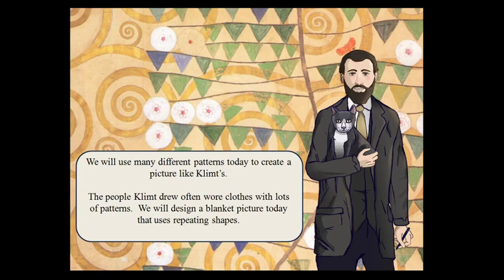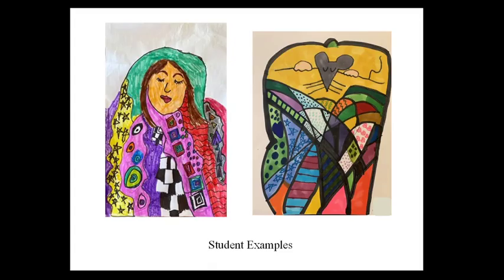The people Klimt drew often wore clothes with lots of patterns. We will design a blanket picture today that uses repeating shapes. So now, boys and girls, let's look at some student examples to give you an idea. Okay, so you can see how there is a face, and then there are lots of different shapes, colors, lines.